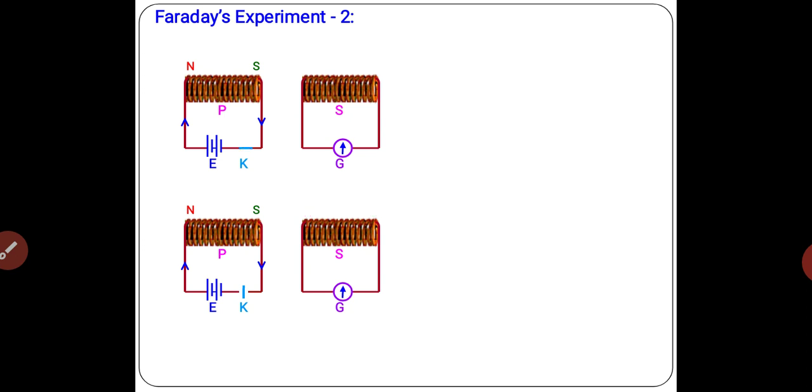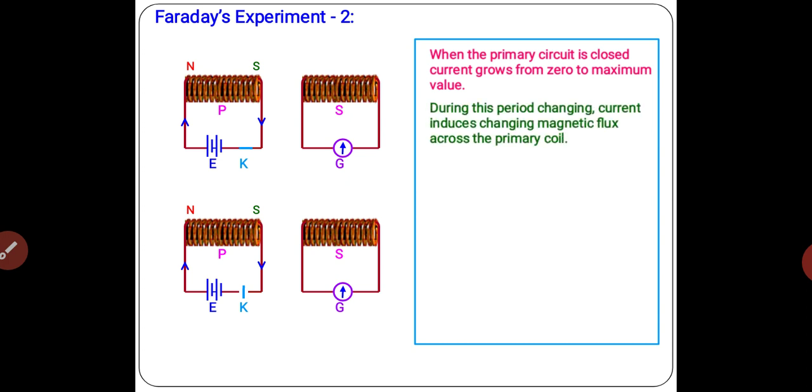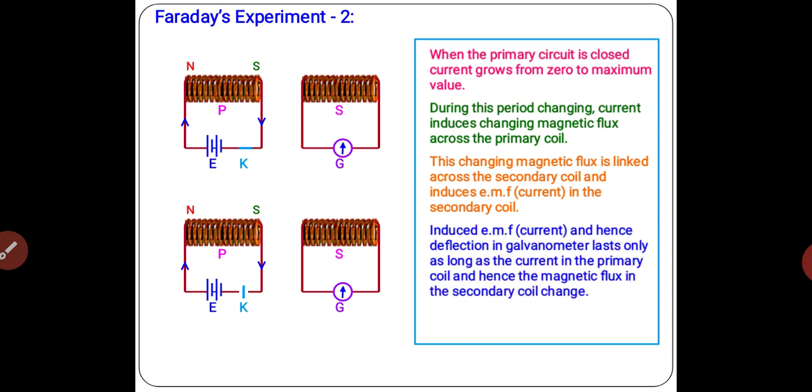Now when the key is closed, what happens here? When the primary circuit is closed, current grows from 0 to maximum value. During the period of change, the current produces changing magnetic flux across the primary coil. This changing magnetic flux is linked across the secondary coil and induces EMF in the secondary coil. Induced EMF, and hence the deflection in the galvanometer, lasts only as long as the current in the primary coil, and hence the magnetic flux in the secondary coil, change.